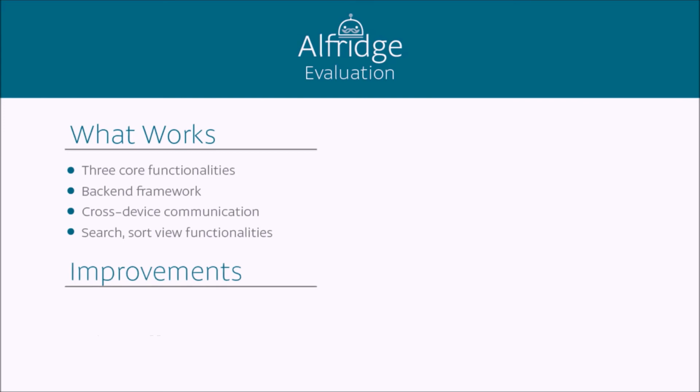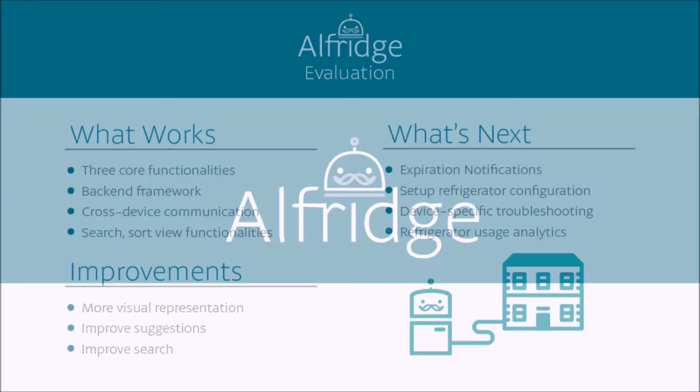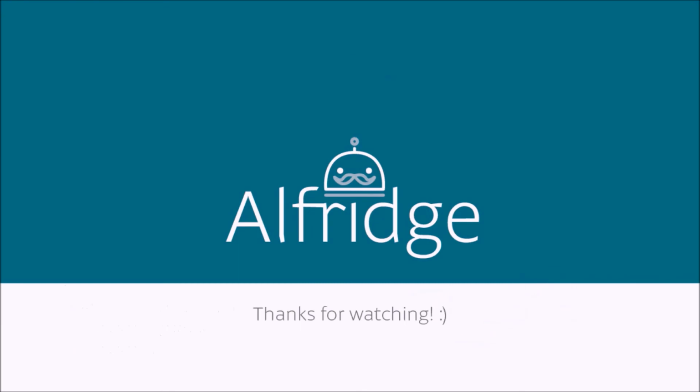Some improvements of current functionalities include making the item displays more visual, since people are accustomed to visually searching through the refrigerator, and improving the search and suggestions functionalities. For the future, more functionalities to implement include expiration notifications, setup refrigerator configuration, device-specific troubleshooting, and refrigerator usage analytics. And that's it for our final video.